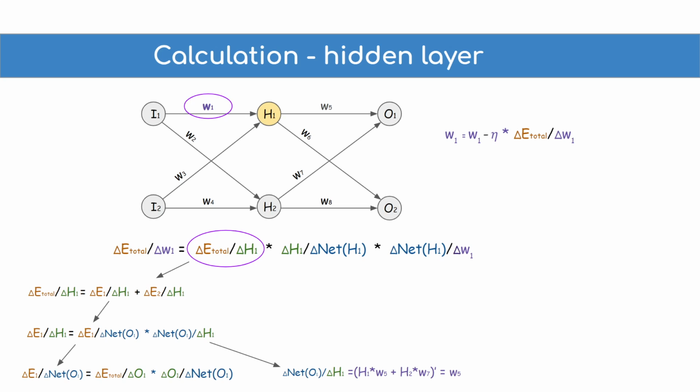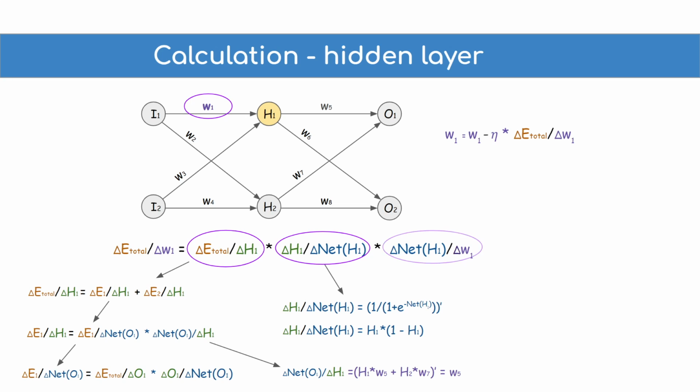The same set of equations, of course, but with different indexes, we can apply to the right-hand component. And the middle component we are calculating in a different way because it's again the derivative of the sigmoid function, which we discussed earlier. So in this case, it will be H1 times 1 minus H1. And the very last component is the net value of H1 with respect to W1, which is simply A1. And we are repeating this procedure for each neuron, and we end up with the optimized weight at some point.